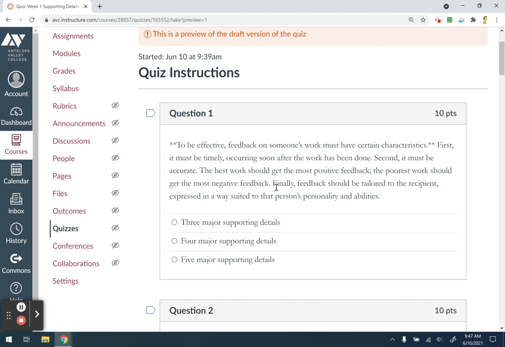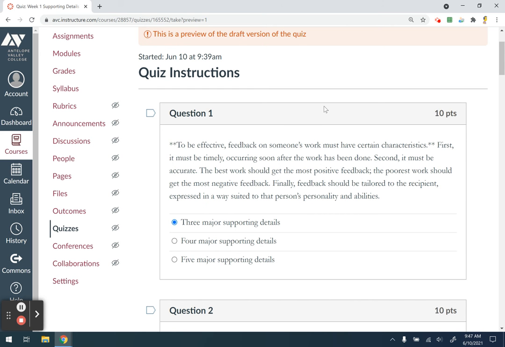And then you're going to go down here, after this minor detail. But finally, a very common major detail transition. So there is a total of 3 major supporting details for question 1.